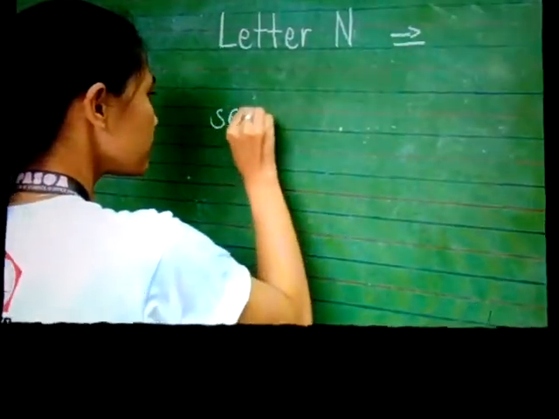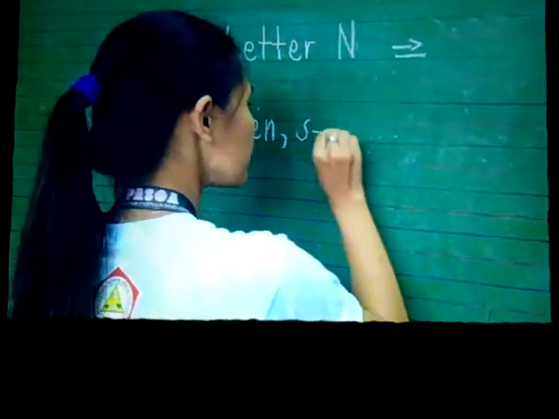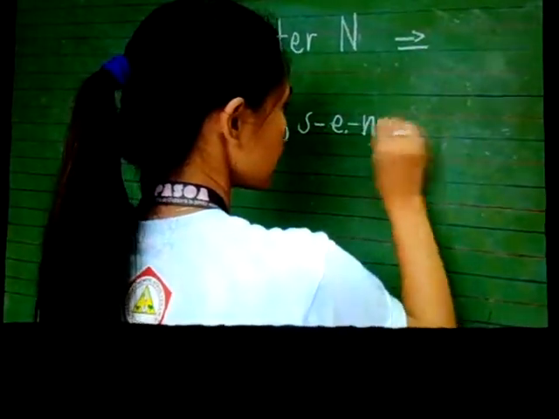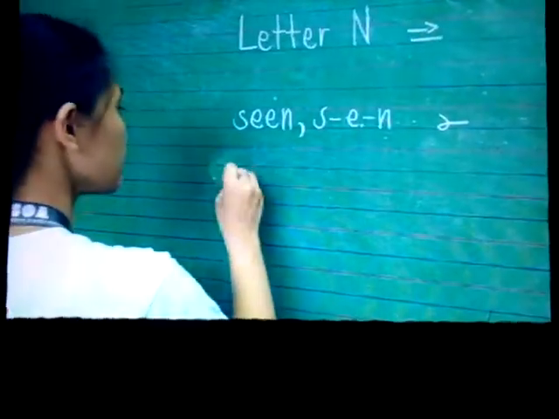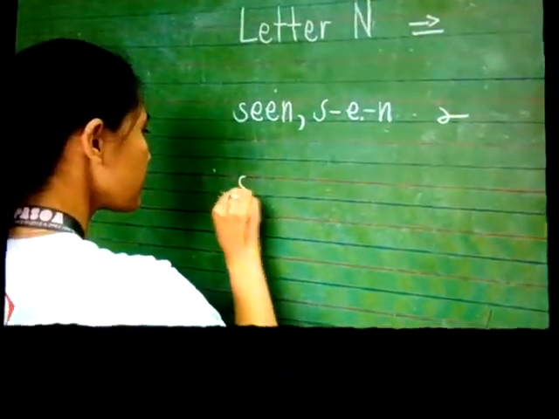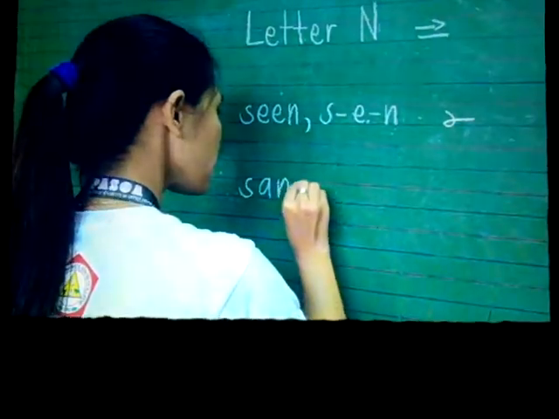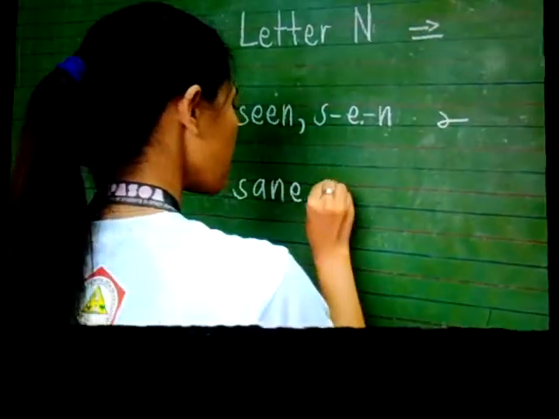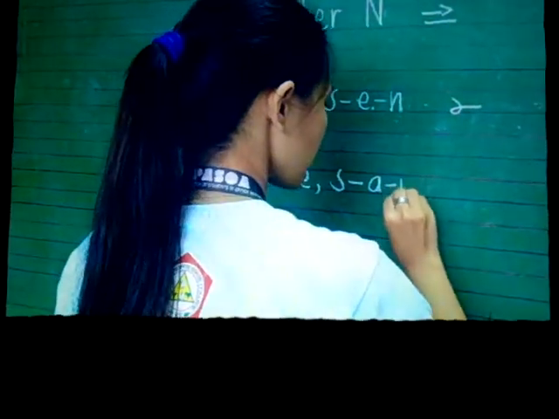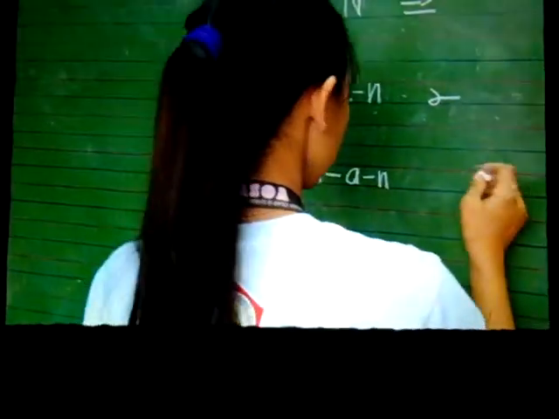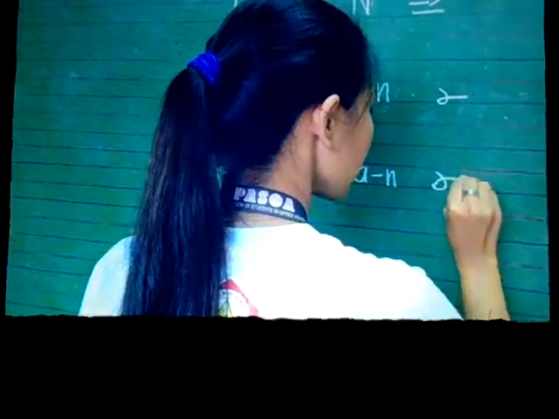Example of this is the word seen. Seen is represented by letter S, E, and letter N. So the stroke for this are the shorthand S, E, and letter N. Next is the word sane. Sane is represented by letter S, A, and letter N. So the stroke for this are the shorthand letter S, A, and letter N.